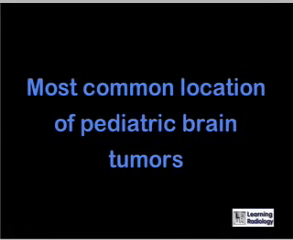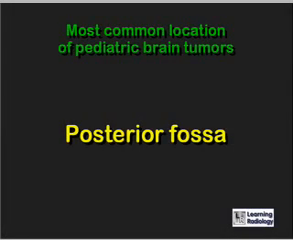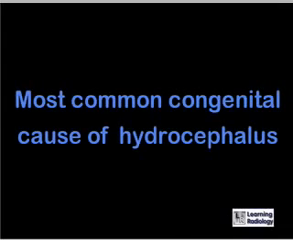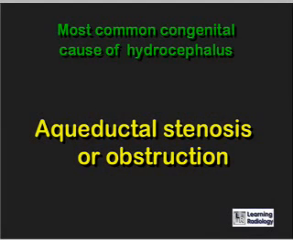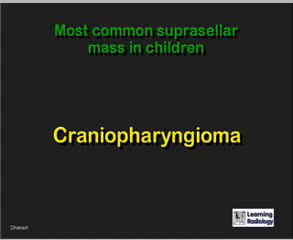What is the most common location of pediatric brain tumors? The posterior fossa. What is the most common congenital cause of hydrocephalus? Aqueductal stenosis or obstruction. What is the most common suprasellar mass in children? A craniopharyngioma.